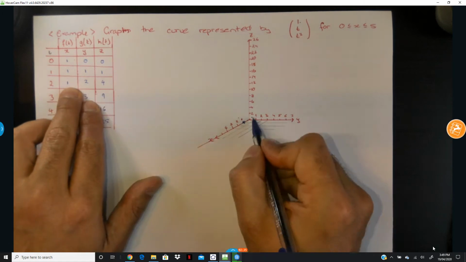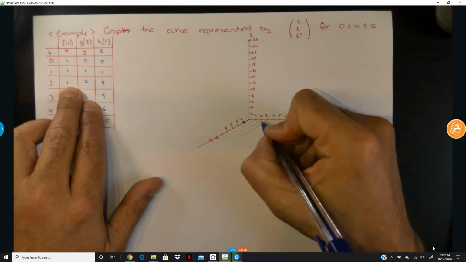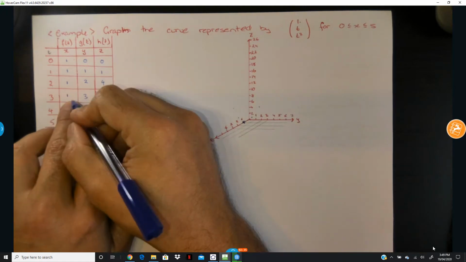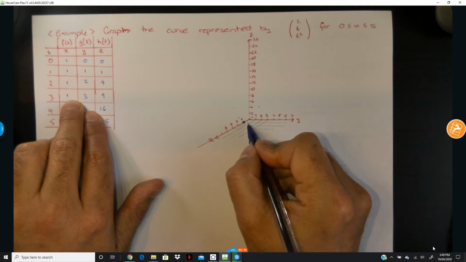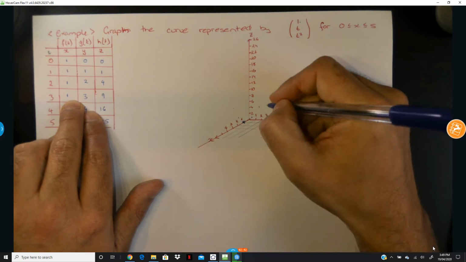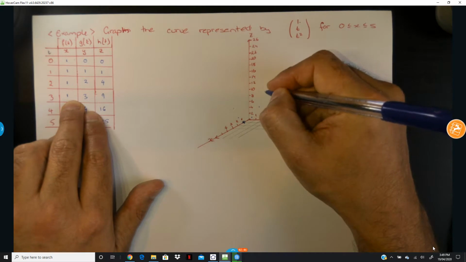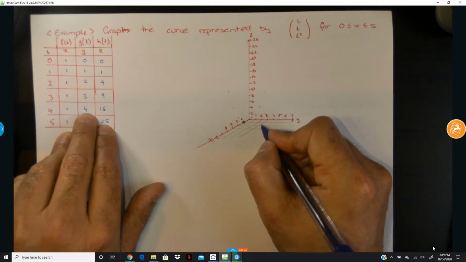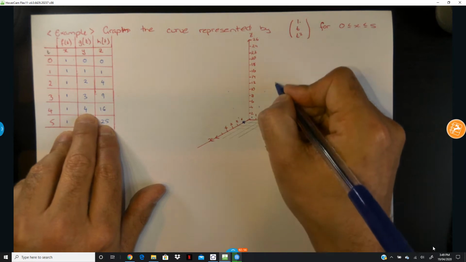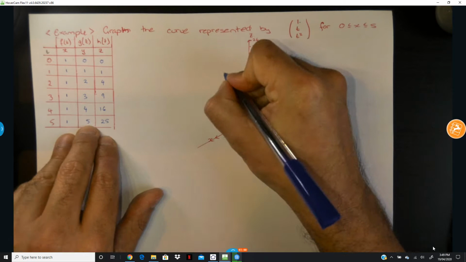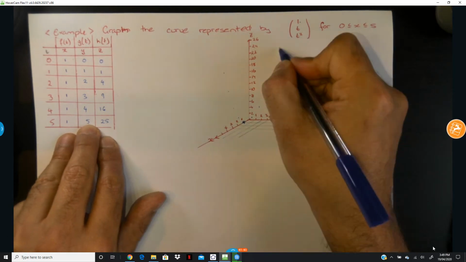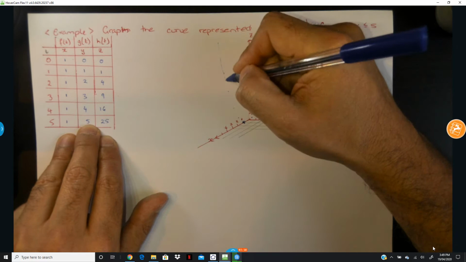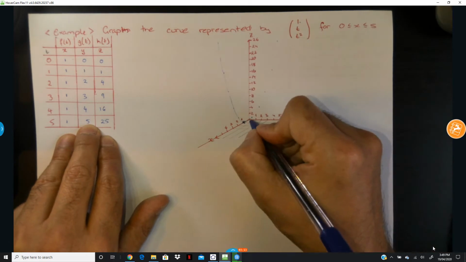My next point is 1, 2, 4. I then have 1, 3, 9. I have 1, 4, and 16. And then I'll have 1, 5, and 25. So what it looks like is a parabola going up the z-plane.